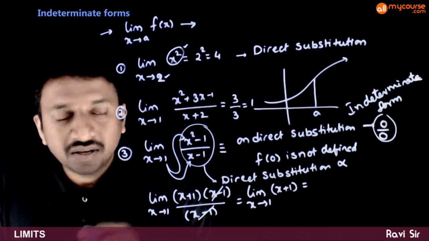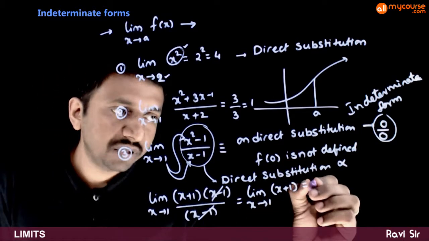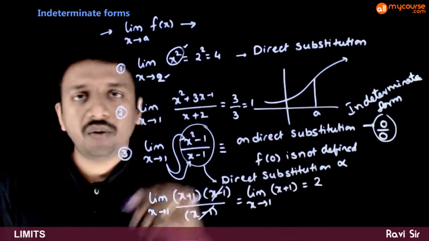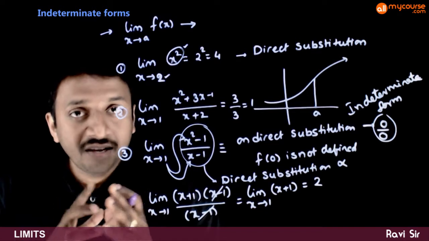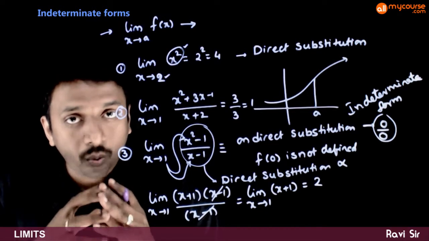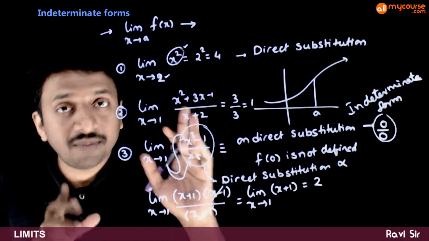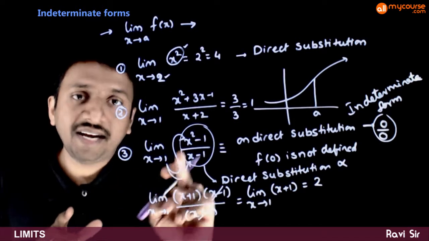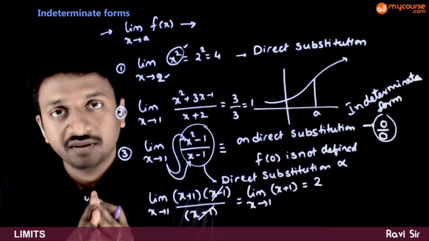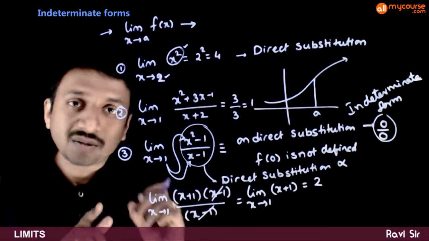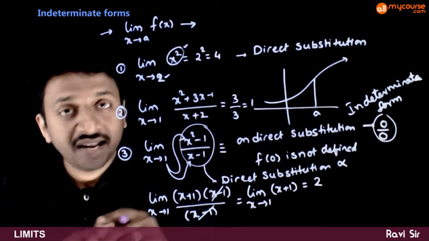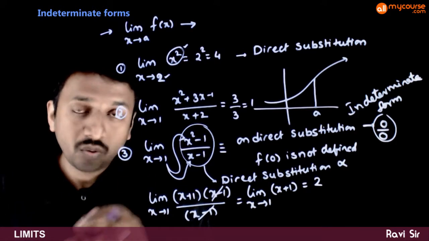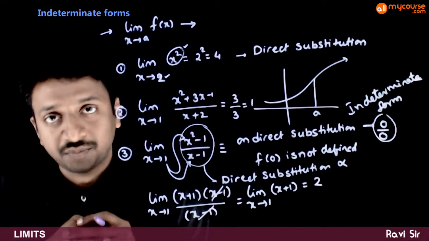Now this function is good. You can do the direct substitution, which gives 1 plus 1 is equal to 2. The complication in finding limits occurs when you get indeterminate forms on direct substitution. 0 by 0 is one of the indeterminate forms which occurs. There are other indeterminate forms also which might occur on direct substitution.